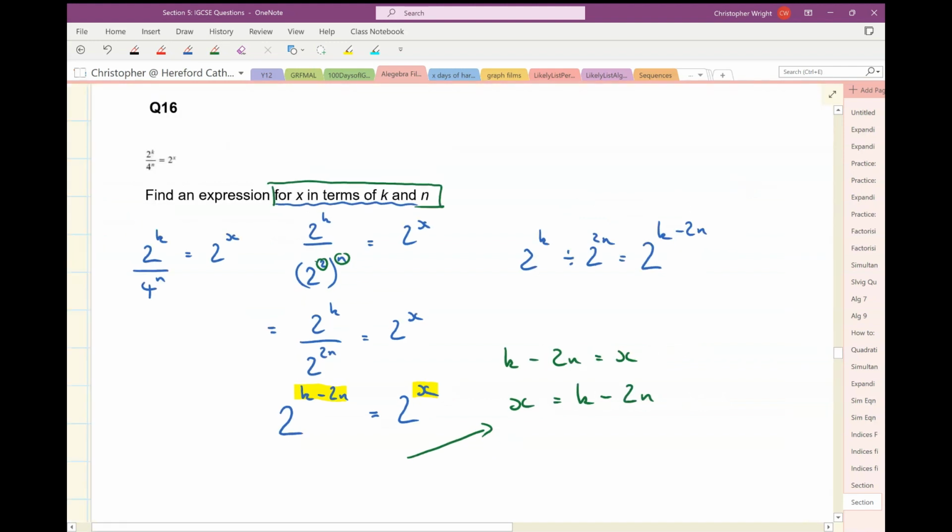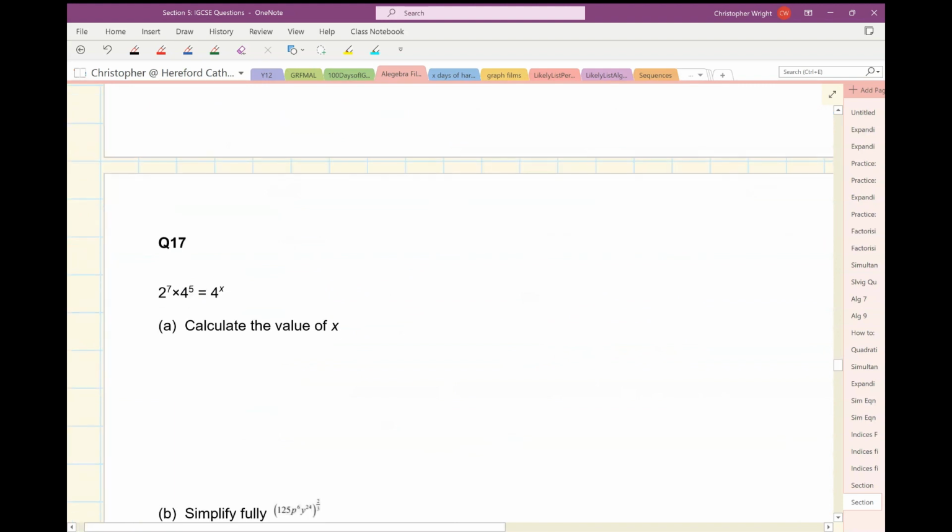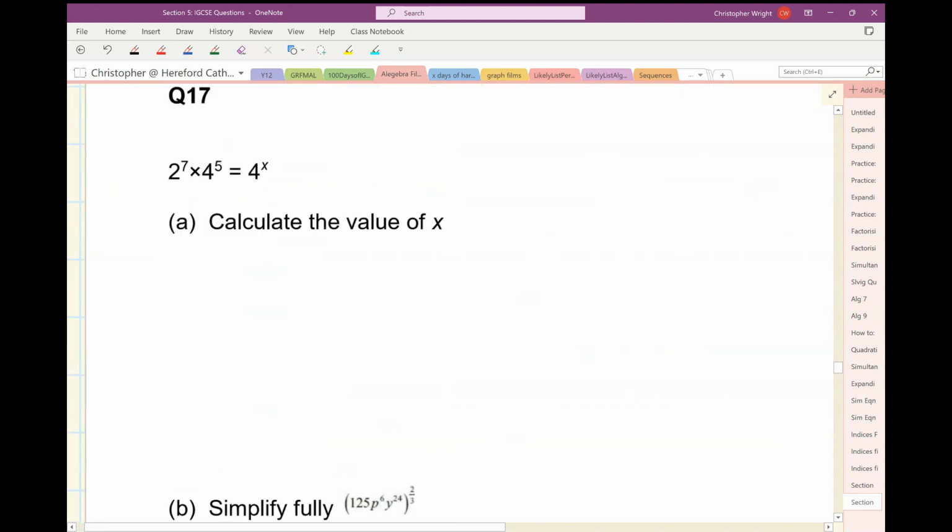Question 16 is done. Here comes question 17. Another one where I have to put things in the same base. Let's have a look. So I have 2 to the power of 7 multiplied by 4 to the power of 5, and that equals 4 to the power of x.